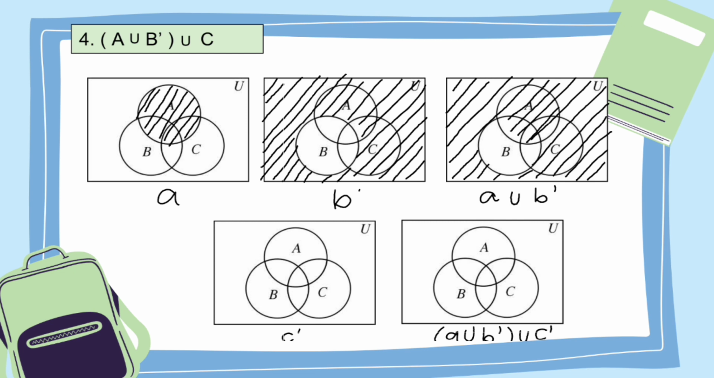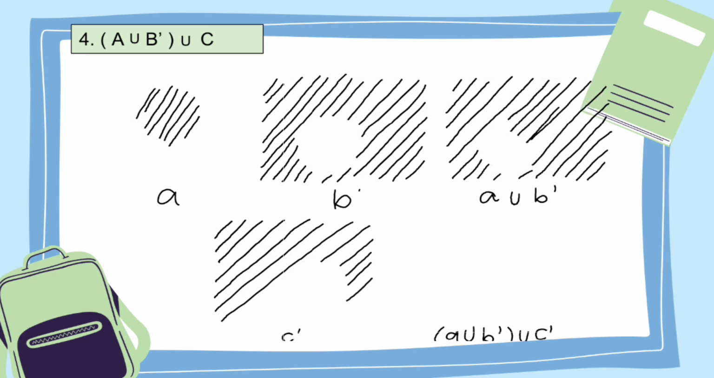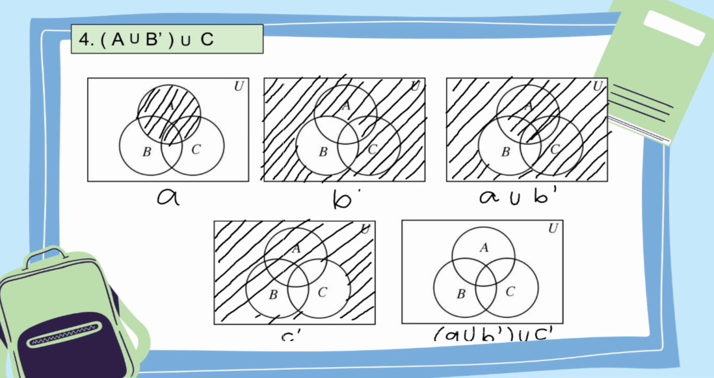Now for the fourth box, we look for the C prime. So we shade everything except for the circle C. And lastly, the union of the A union B prime and the C prime, we have this answer.